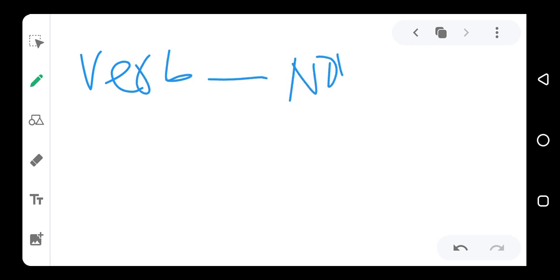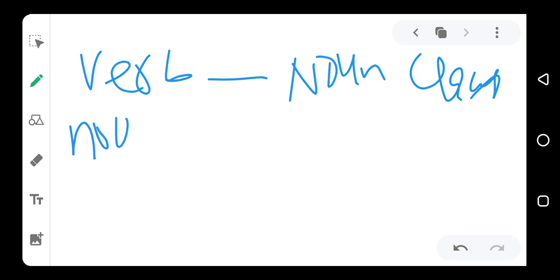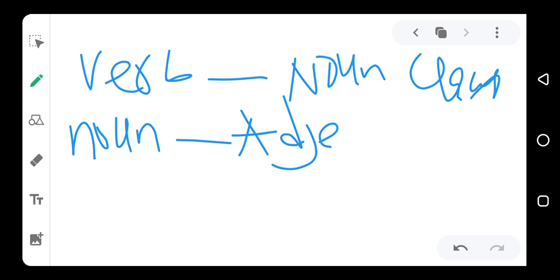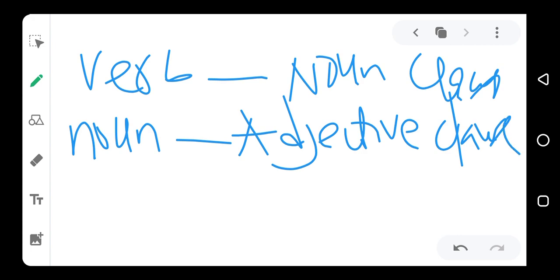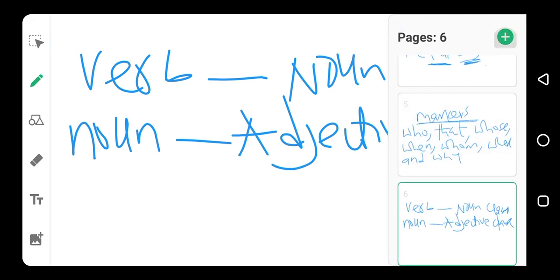I said that when it is coming immediately after a verb, then we are suspecting a noun clause. And when it is coming immediately after a noun, then we are suspecting an adjectival or adjective clause. So this is the way to know when it is functioning as an adjectival clause and when it is functioning as a noun clause.